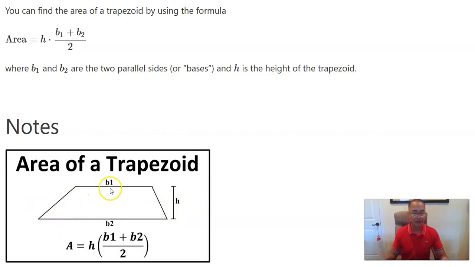So the bases are denoted B1 and B2, and the distance between the two parallel bases is the height of the trapezoid. So it's basically take the average of the two bases, B1 plus B2 divided by 2, and multiply by the height, okay? So it's almost the area of a rectangle. If this were a rectangle, then B1 and B2 would be exactly the same, and the average will be B1 or B2. Okay, so it's practically the area of a rectangle.